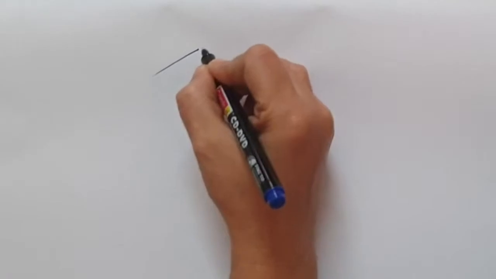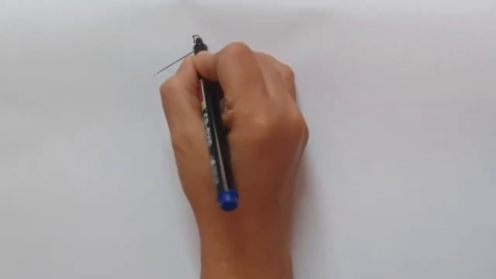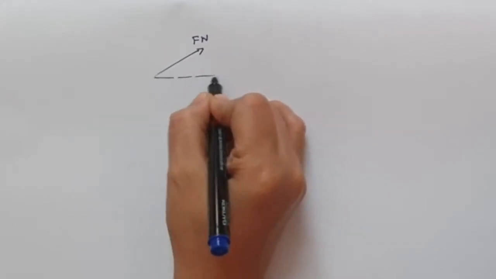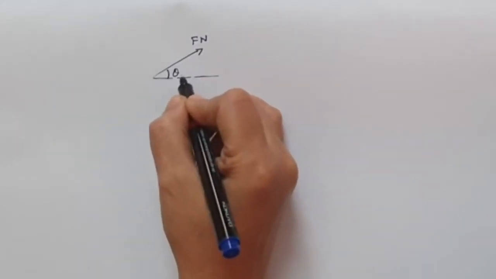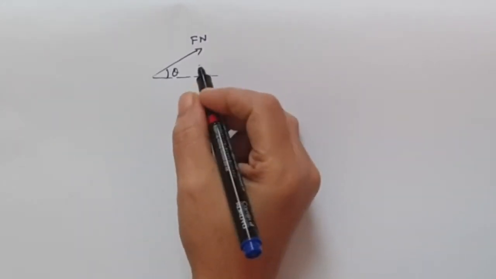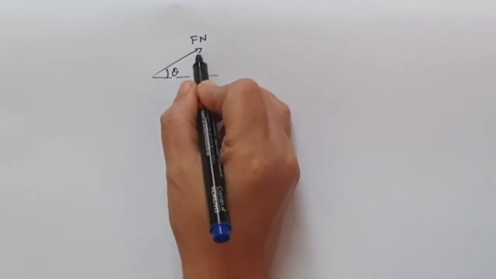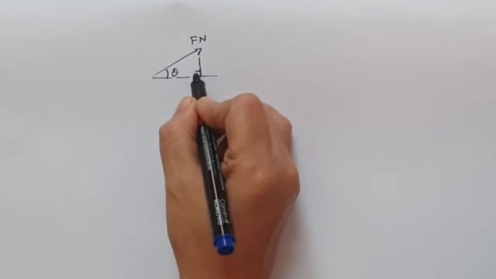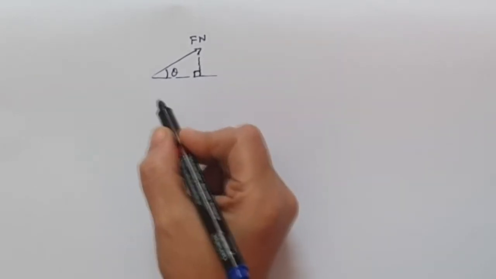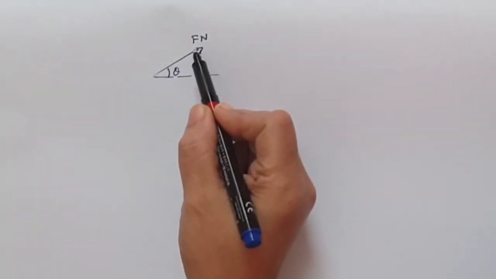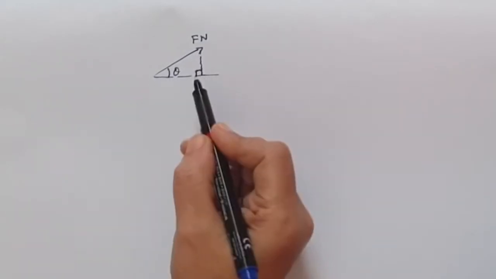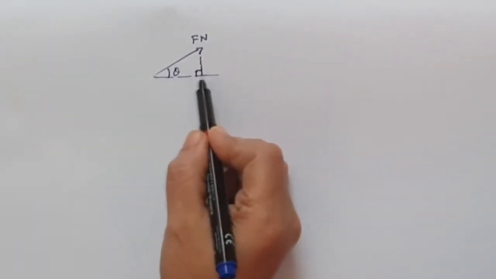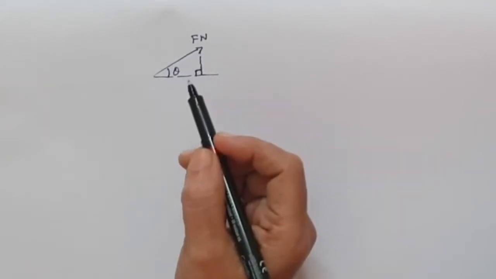Consider the force F. This is a force of F Newton at an angle of theta to the horizontal. Then we can construct this as a triangle of forces. That is, if I draw a line like this, it comes as a right angle triangle. Here F is the hypotenuse. So we can use trigonometry to resolve these forces in the horizontal and in the vertical direction.